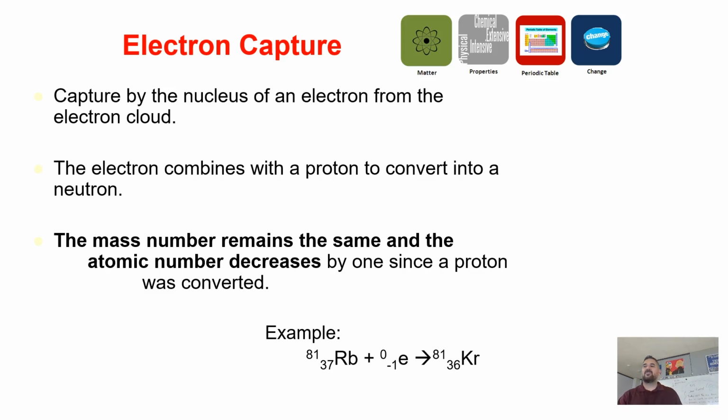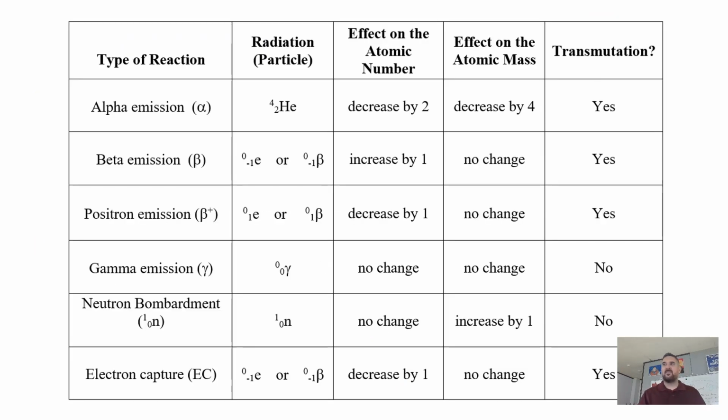So electron capture, it looks just like beta, except the electron is on which side? Product or reactant? It's on the reactant side, because the electron is captured and one of your protons turns into a neutron. So this one you're not tested on. I just wanted to mention it because it's often mentioned.